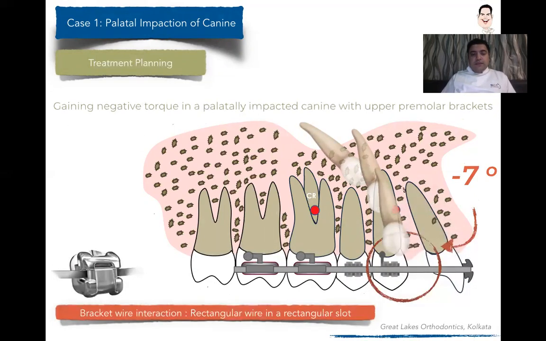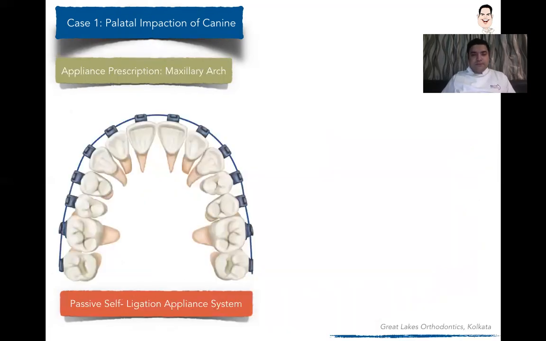And when there is a bracket-wire interaction, that is a rectangular wire in a rectangular slot, you will get a lot of buccal root torquing, which would bring the canine into absolutely perfect alignment with the arch. So that's our exact planning, how we need to progress. So what is our appliance prescription?